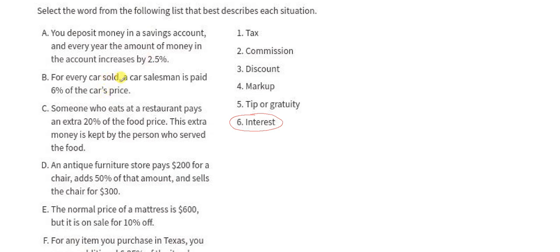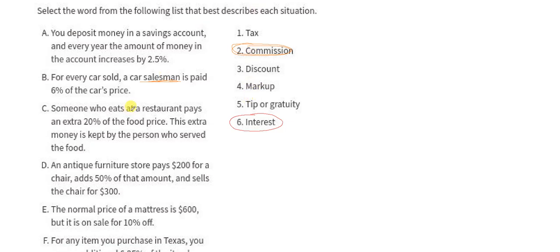For every car sold, a car salesman is paid 6% on the car's price. Car salesmen work on commission. That's why they come out and they annoy the fire out of you, is they work on commission. If you just go through and circle all these, by the way, it's going to be wrong. You need to either draw a line or something to show that these are true. I'm just talking them out as I go.